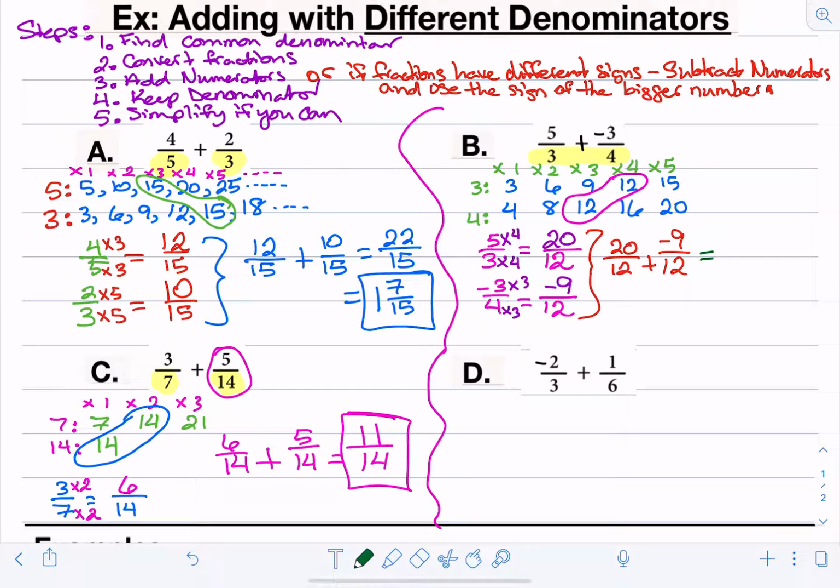I'm going to first subtract the numerators, so 20 minus 9, and 20 minus 9 equals 11, okay? So I get 11 on top. Then it says use the sign of the bigger number. In this case, 20 is bigger than 9 and 20 is positive, so our answer is going to be positive. We move on to step 4. We keep the denominator the same, which is 12, and we simplify if possible. In this case, 11/12 cannot be simplified, and we have our answer of positive 11/12.